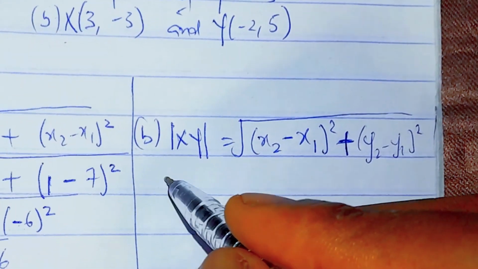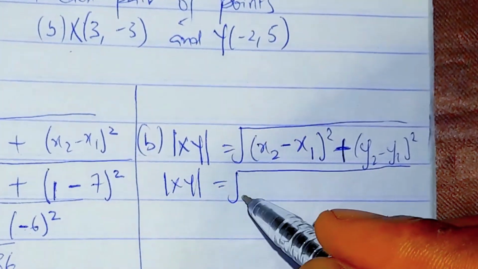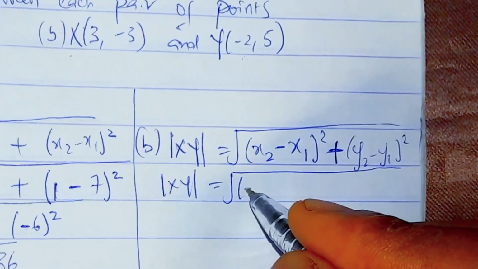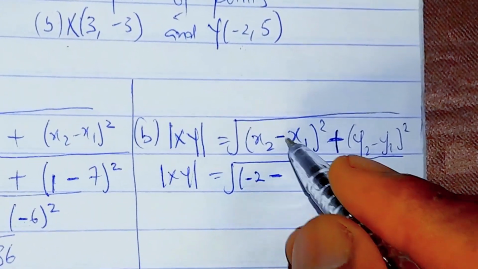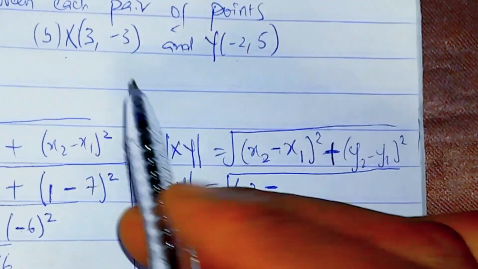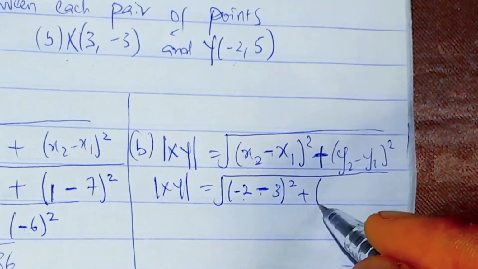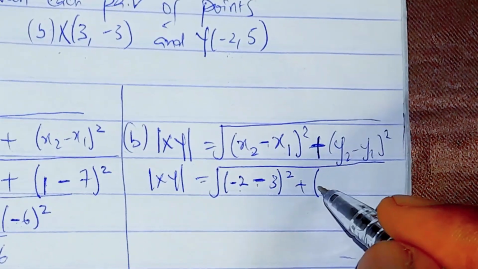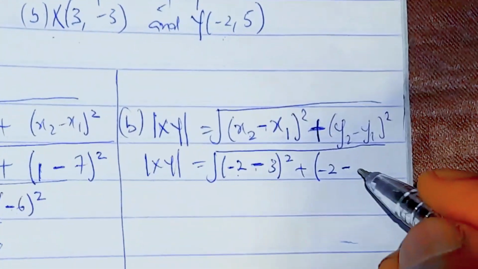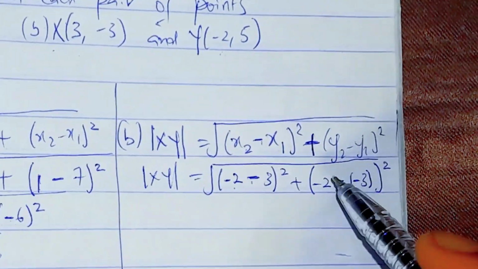Now it means XY becomes the square root of, what's x2 here? x2 is minus 2. So I have in brackets minus 2 minus x1, which is 3, all squared, plus what was y2? y2 is minus 2 minus what's y1? Minus 3. Be very careful. Minus 3 all squared.